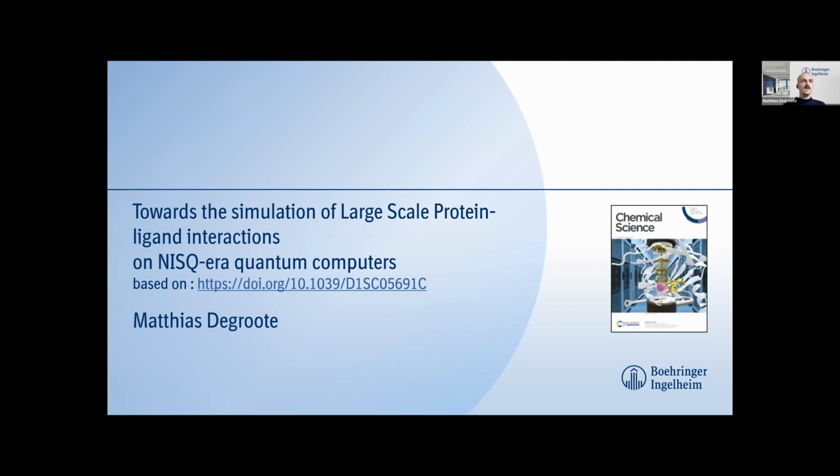So as Abhinav said, I'll be talking about recent work that we did with QCware, which is a company out of California. And it's the team of Rob Parrish and Fionn Malone who did a lot of the work. And it's a very happy instance because it's our first paper as the quantum lab at Boehringer, and we made it to the cover of Chemical Science. So we were really happy about that.